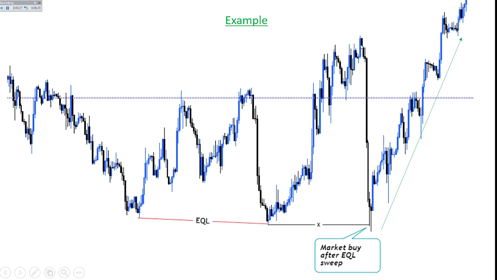Now as price moved to the upside, it led to a change of sentiment. But as a result of certain factors, a fundamental report, you had a spike to the downside to grab liquidity to make the final move. So in this case scenario, price did move to the downside and grab this low, which acts as an equal low. So the market buys after this equal low has been swept, and it does move to the upside.